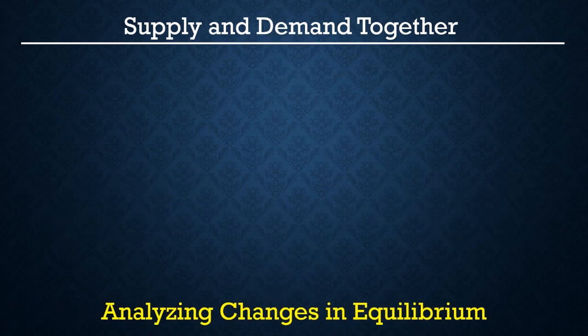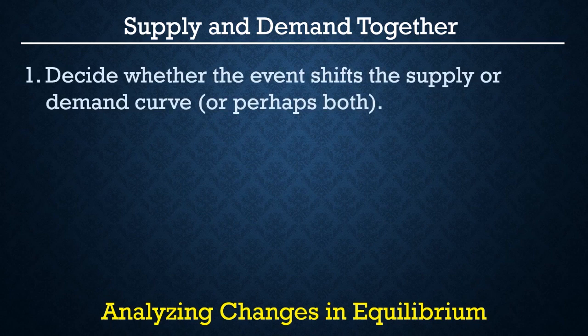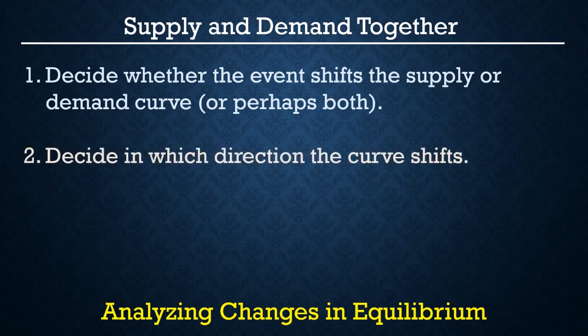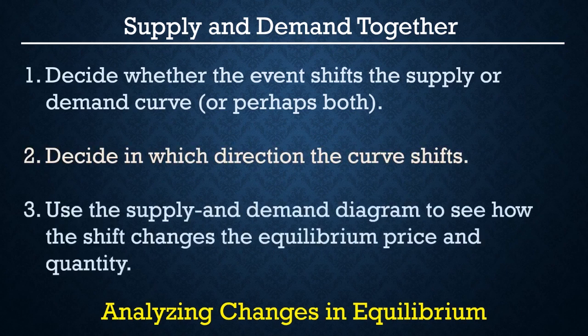Economists are very concerned with being able to analyze changes in equilibrium. Your textbook gives 3 steps which you can find on Table 3 on page 78 of your textbook. The first thing is, decide whether the event shifts the supply or demand curve, or perhaps both. Second, decide in which direction the curve shifts. And third, use the supply and demand diagram to see how the shift changes the equilibrium price and the quantity.